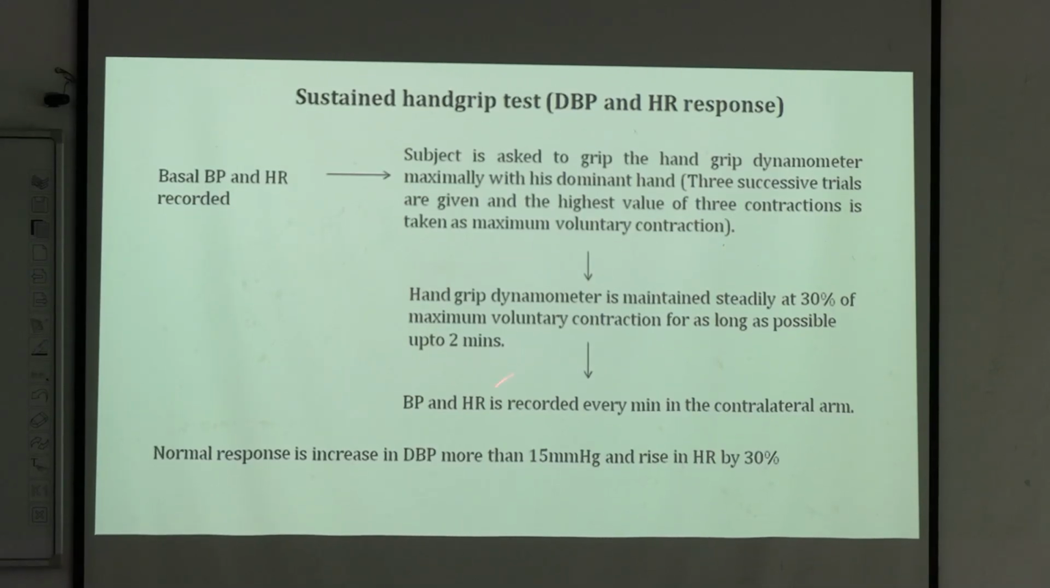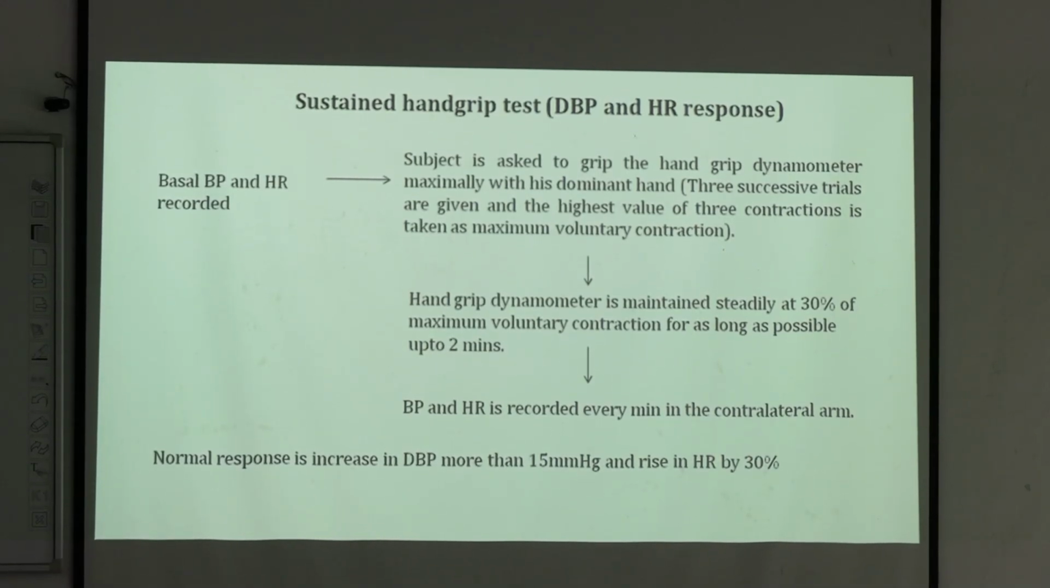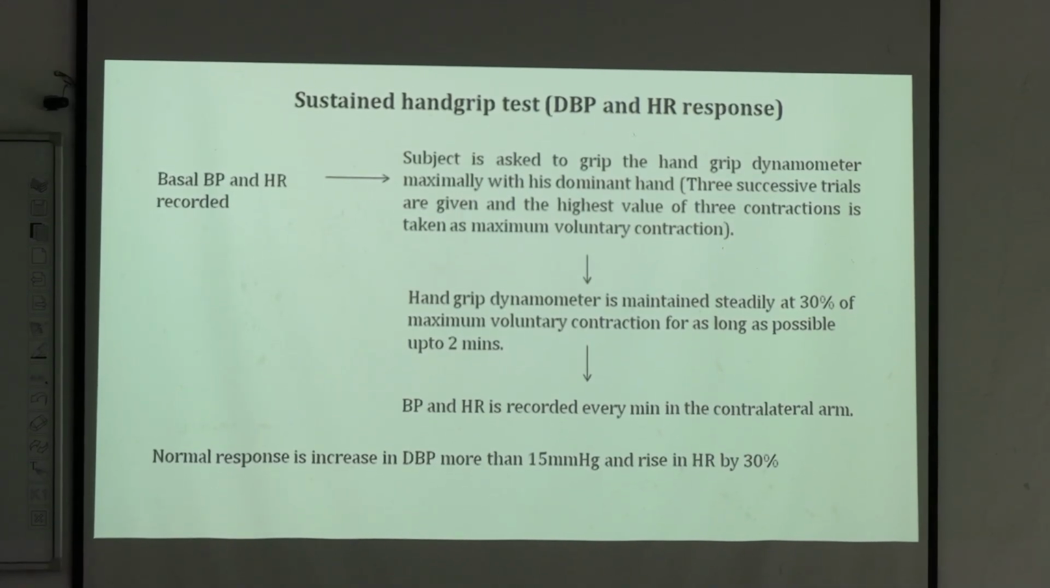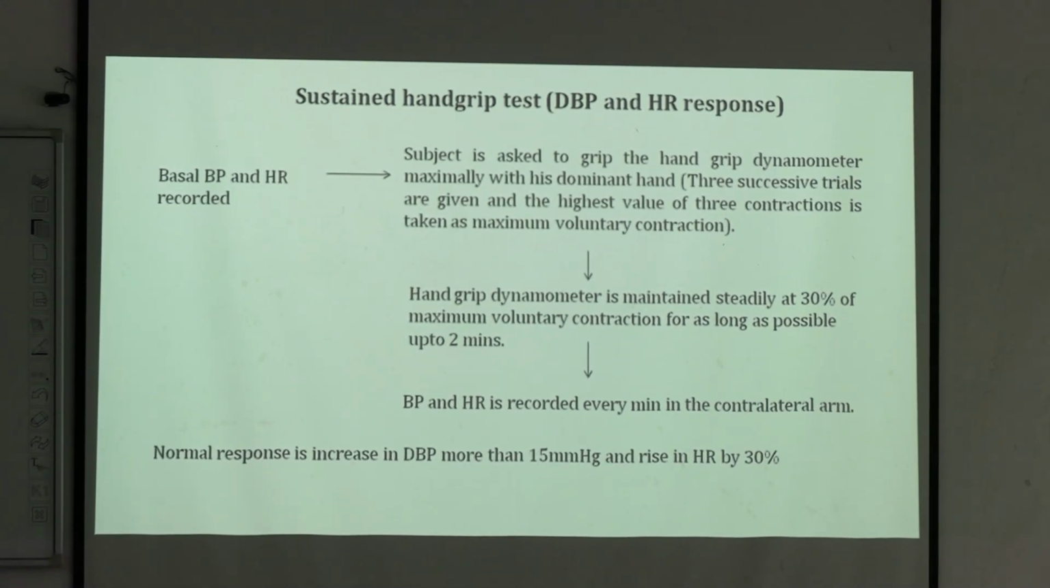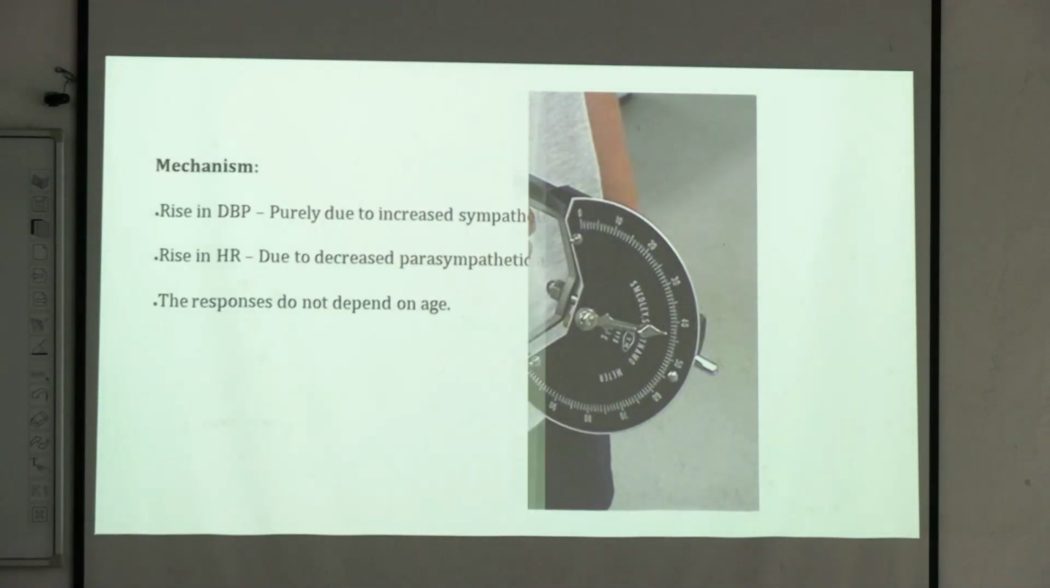Now, blood pressure and heart rate is recorded every minute in the contralateral arm. And the normal response is an increase in diastolic blood pressure by 15 millimeter of mercury and heart rate by 30%. This is the normal response. This should happen in a normal, healthy individual.